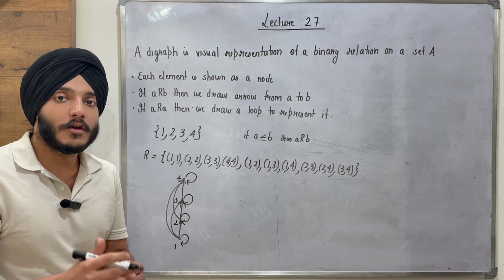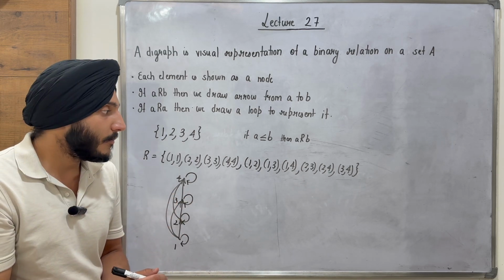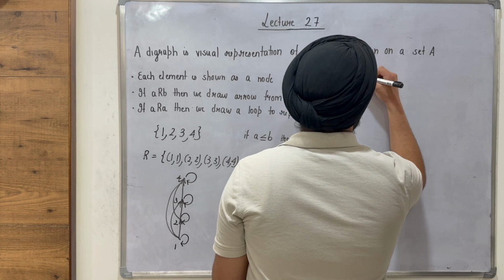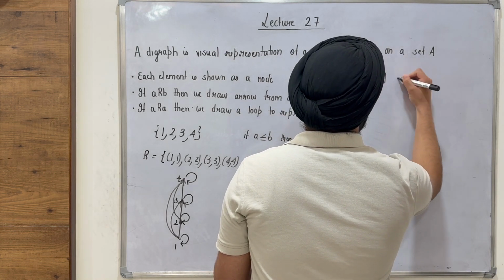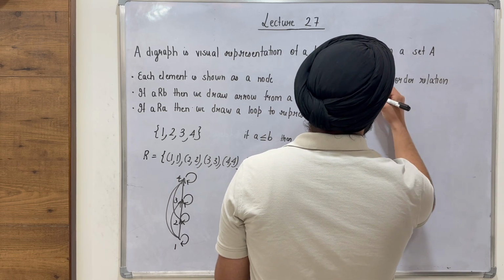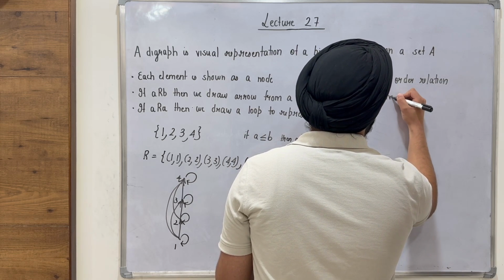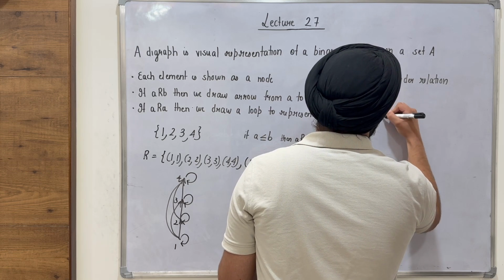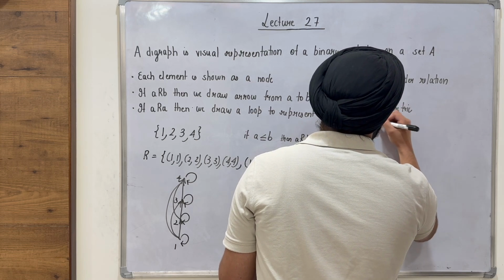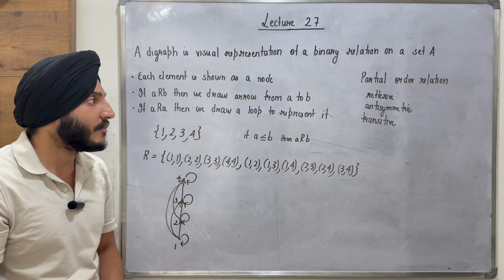Also, one thing we can do is we can also draw the partial order relations using digraph representations, right? What is a partial order? Once again, I'll just give a quick summary about it. A partial order relation is basically something which is reflexive, antisymmetric, and transitive, right? So this is still a relation, and we can represent this using a digraph representation.